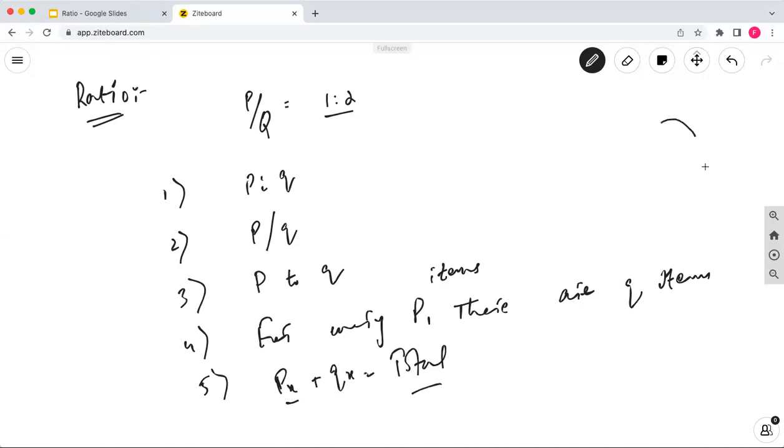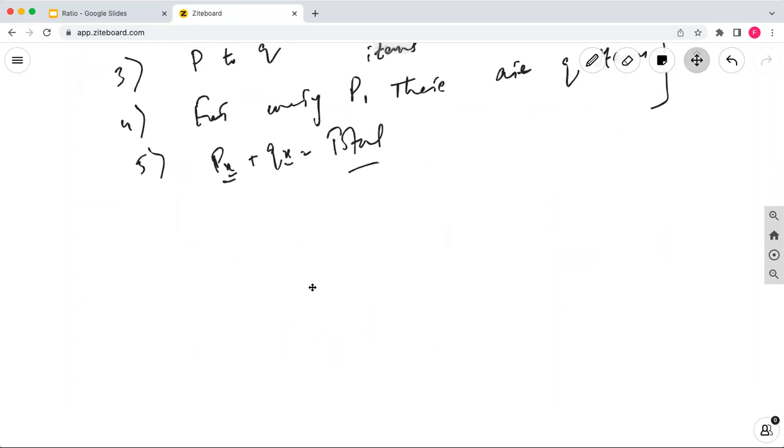These are just several ways in which a ratio can be presented: in a colon form, in a fraction form, in P to Q form, in a written, idiomatic form, and the last one in relation with the total. And these are some multiples that we will see in detail.